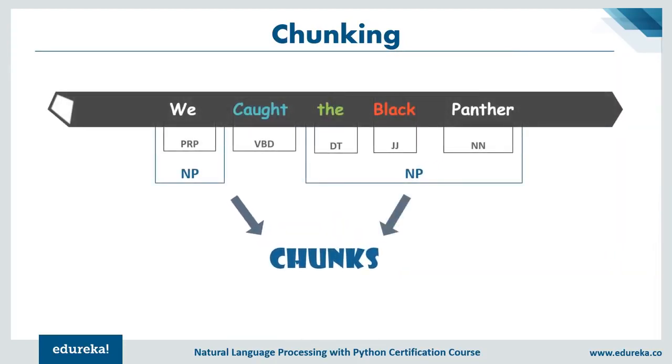So the sentence under consideration here is we caught the Black Panther. We is a pronoun, caught is a verb, the is a determiner, black is an adjective, and panther is a noun. So what it has done here, as you can see, is that black, which is an adjective, panther, which is a noun, and the, which is a determiner, are chunked together in the noun phrase. So let's go ahead and see how we can implement chunking using NLTK.